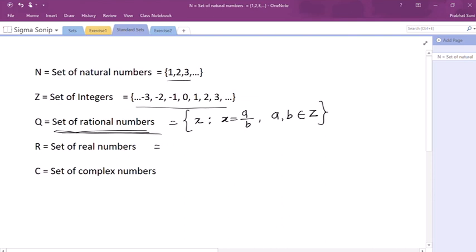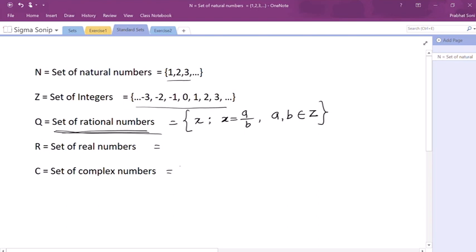Basically, the real numbers contain all the numbers. They contain natural numbers, the set of integers, the set of rational numbers, and everything. So how would you express the set of real numbers in the set builder form? I'll leave that to you to do some research. And complex numbers, the set of complex numbers, I'll leave that for you to research and find out how to write it.